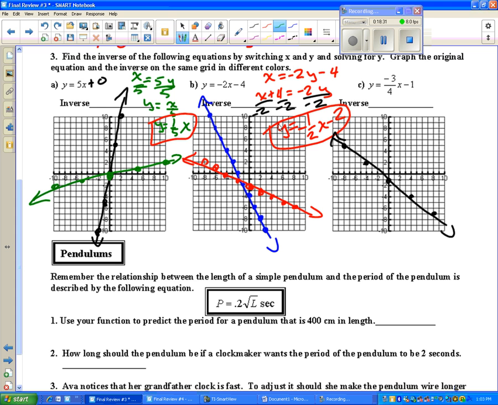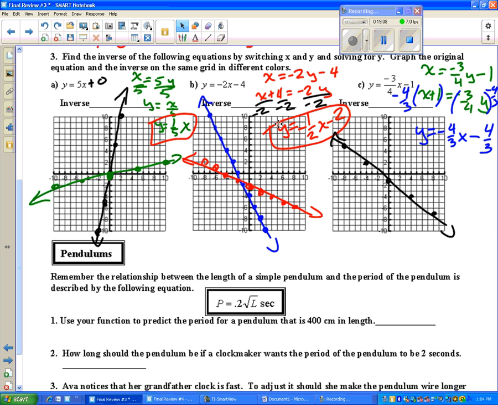Again, to find the inverse, I switch x and y. So x is equal to -3/4 y minus 1. Add 1 to both sides. X plus 1 is equal to -3/4 y. To get rid of a -3/4, you multiply by the reciprocal. The reciprocal of -3/4 is -4/3. So on the right side, I do get a y. And I distribute this through, I get -4/3 x minus 4/3.